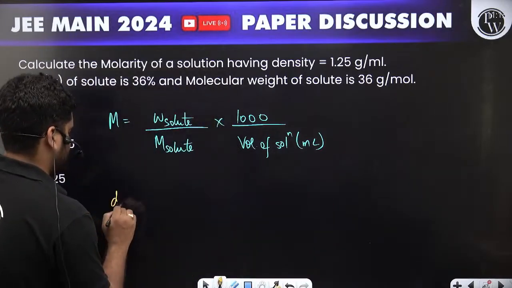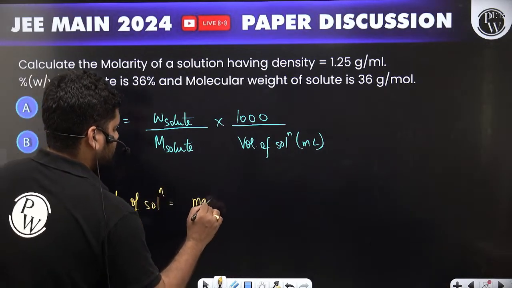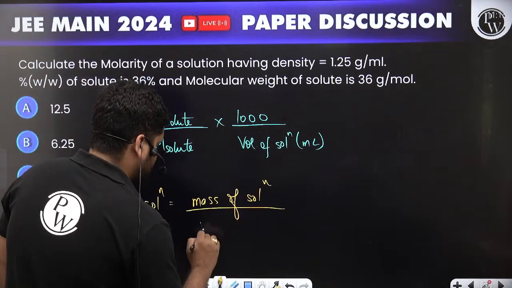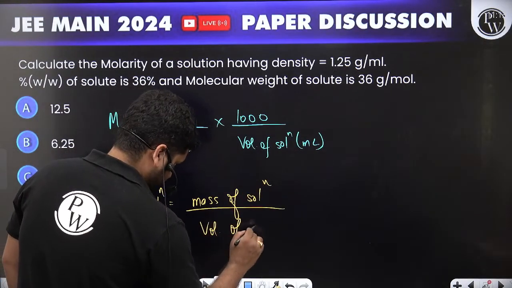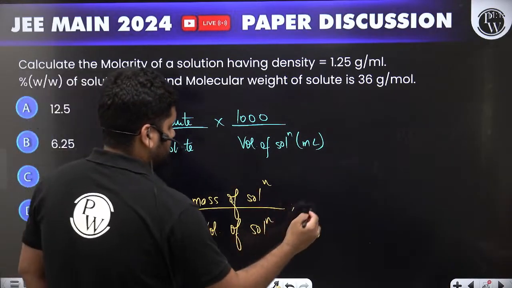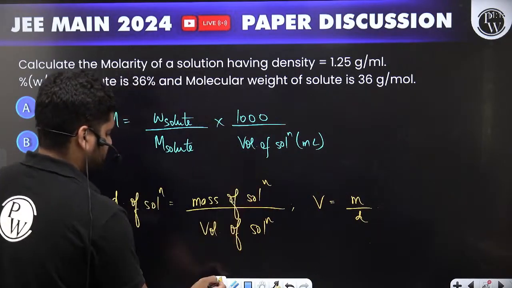Now the question is with respect to density, you people know it very well. Density of solution is equal to mass of solution divided by volume of solution. Can you just imagine questions like this have been asked? You need to replace with respect to volume, so you'll put volume as mass upon density. You'll put mass upon density over here.